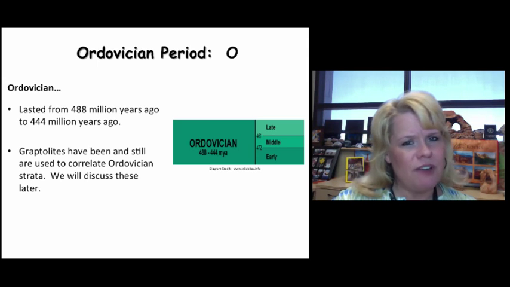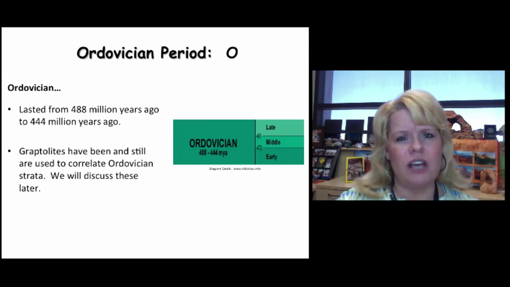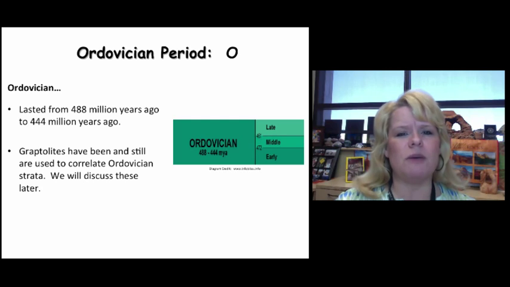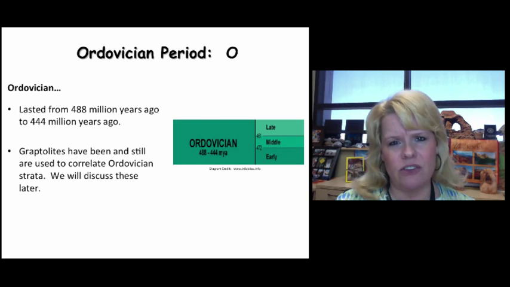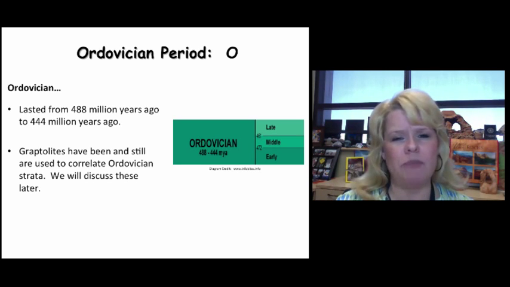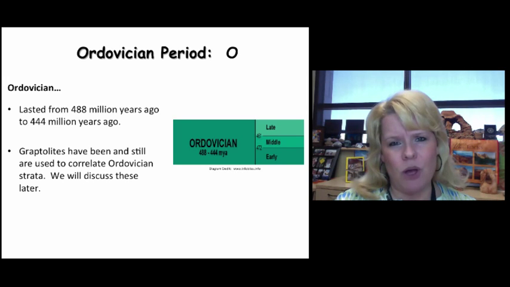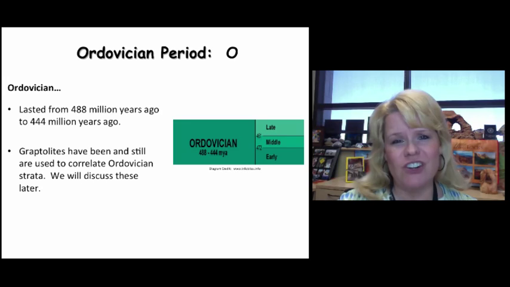We use a specific fossil in most cases to age date Ordovician rocks because it's so heavily found in this age rocks around the world, called graptolites. We'll be looking at what graptolites represent later in the Ordovician lecture.